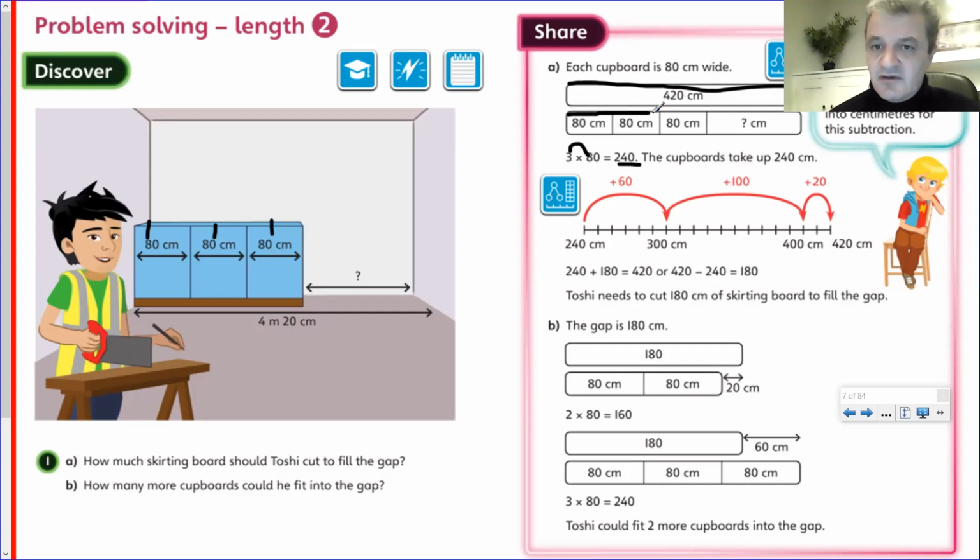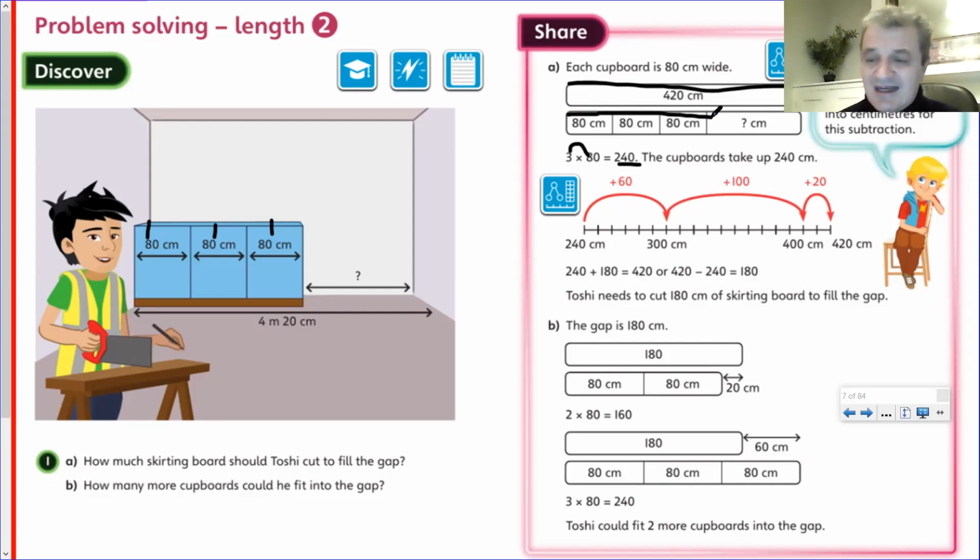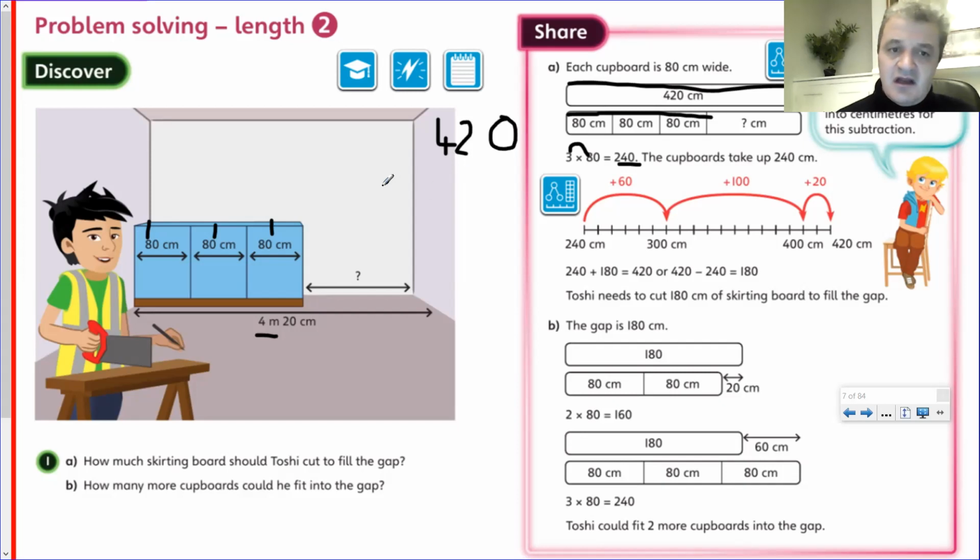It protects the plasterwork on the walls. So we've got 3 lots of 80 centimeters of skirting board, and that gives us 240 centimeters. We started with a gap of 4 meters, which is equal to 420 centimeters. So there's my 420. I filled in 240, my 3 pieces of skirting. So the difference is going to be this piece here.